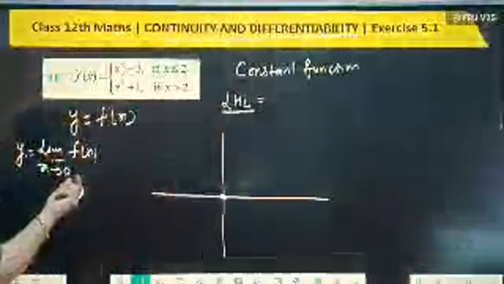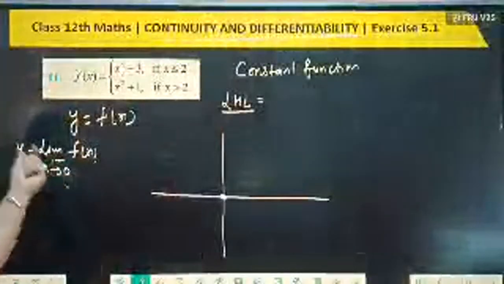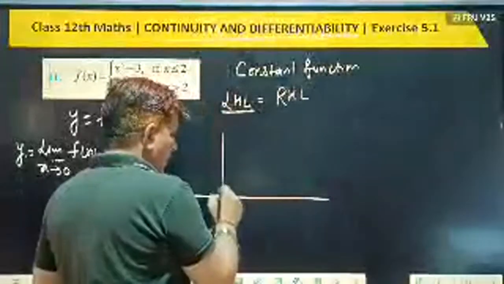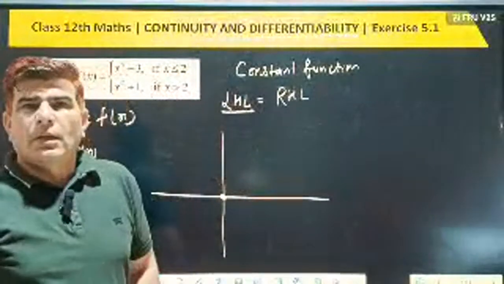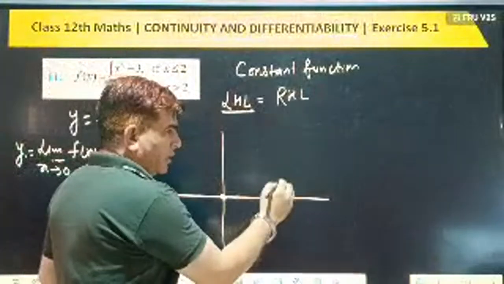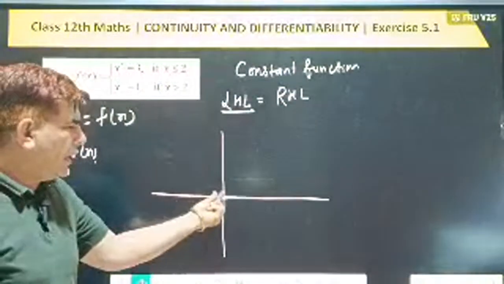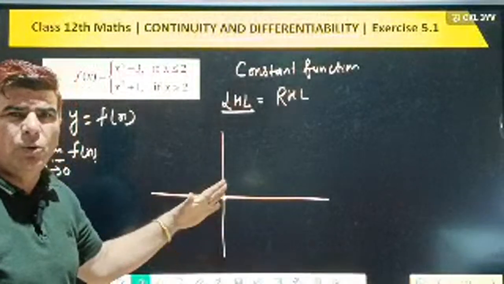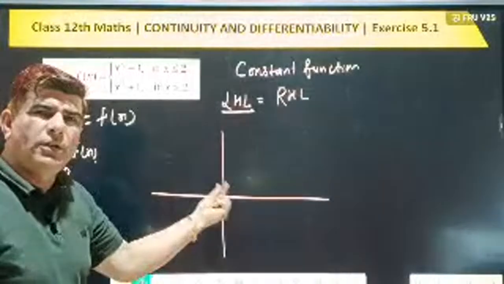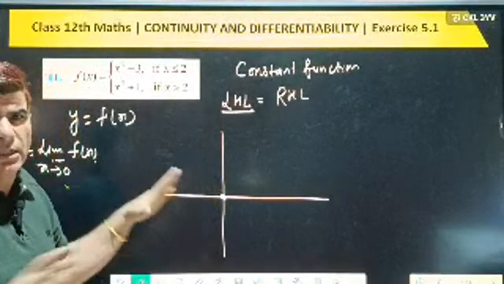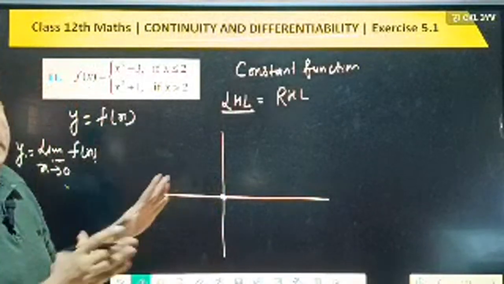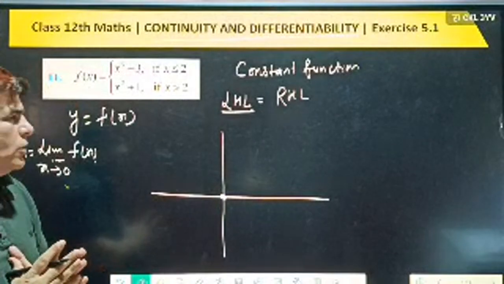Is the left hand side of this function continuous or not? Then we can find out RHL. RHL means the right hand side of this function is continuous or not. And at this point the function is continuous if everywhere it is continuous. It means the function is continuous, otherwise it is not continuous.